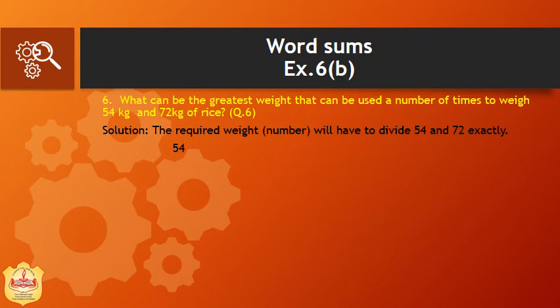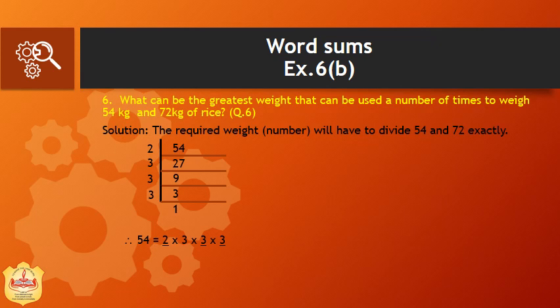So first we will take 54. Now children, 54 is an even number, so it can be divided by 2 completely. So let us divide it by 2 and we get 27 as answer. So now we will divide 27 by 3. And what do we get? We get 9 as answer. Now we will divide 9 by 3 and we get 3 as the answer. And then we will divide 3 by 3 and we get 1 as the answer. So what are the factors of 54? It is 2 multiplied by 3 multiplied by 3 multiplied by 3.